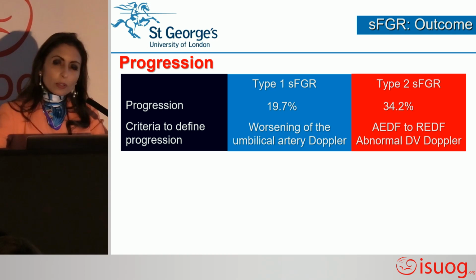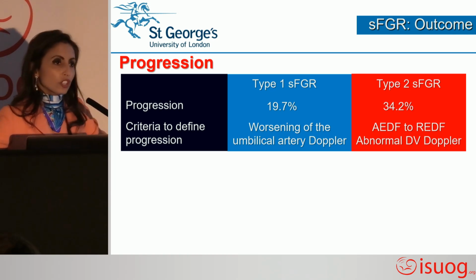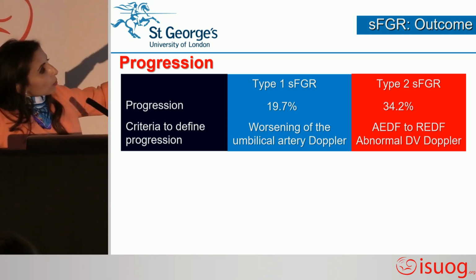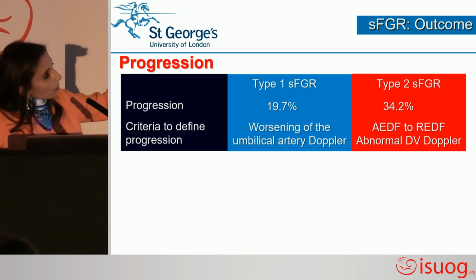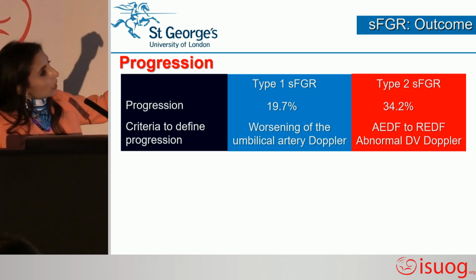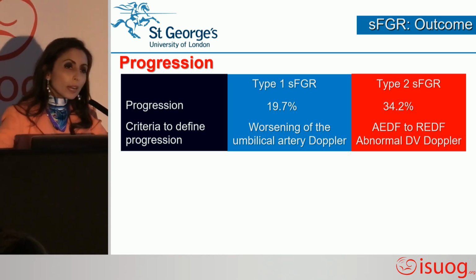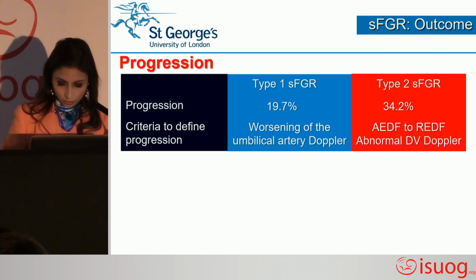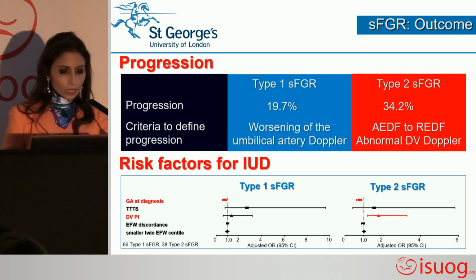And how do you actually define progression? The incidence of progression will vary according to your definition. How do you actually define that this case has progressed? For example, for type 1, with worsening, if the umbilical artery goes from positive to absent or reversed, while for type 2, which is already absent or reversed, in this case, we rely on the ductus venosus Doppler.